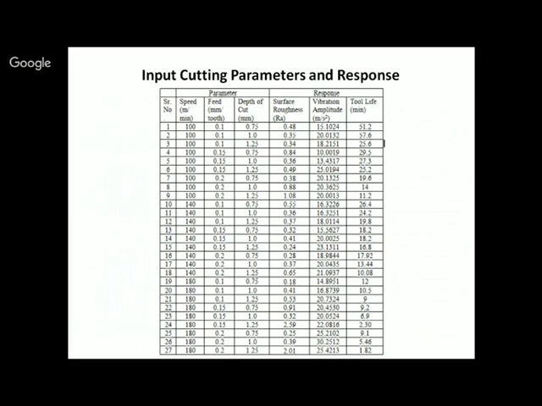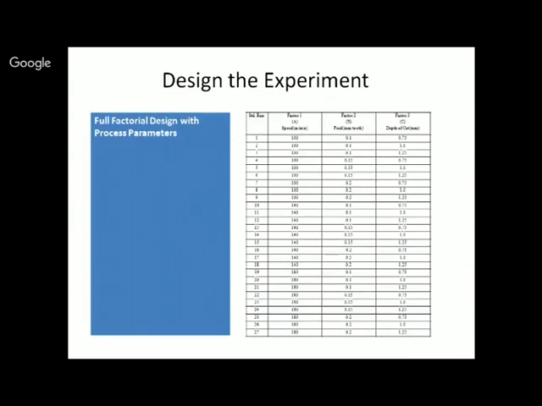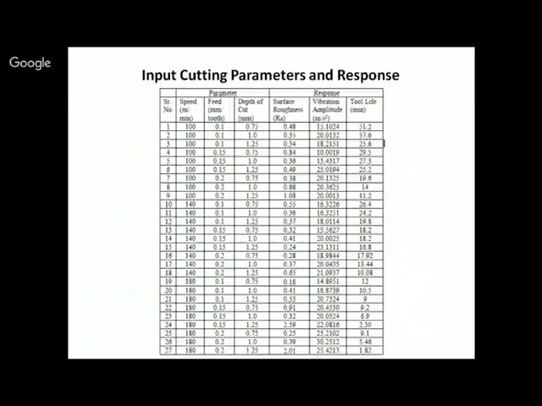After doing the first experiment, at 100 meter per minute with a feed of 0.1 and the given depth of cut, I found out my surface roughness, my vibration amplitude, and my tool life at that particular setup. Ultimately I went through all 27 runs and recorded all the values of surface roughness, vibration amplitude and tool life, and these values have been recorded in our experimental design.